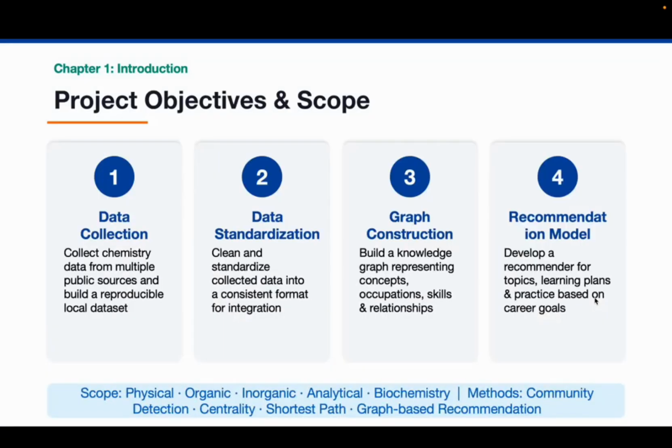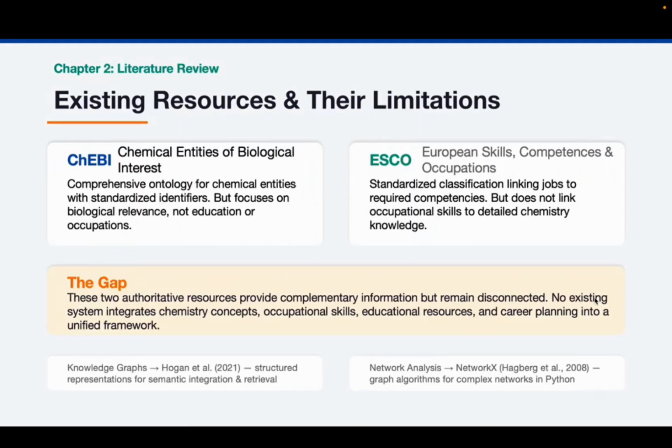This project has 4 objectives: collect data from multiple public sources, clean and standardize it, construct a knowledge graph with semantic relationships, and develop a recommendation model for personalized learning. This scope covers 5 chemistry branches: physical, organic, inorganic, analytical, and biochemistry, using community detection, centrality analysis, shortest path analysis, and graph-based recommendation.